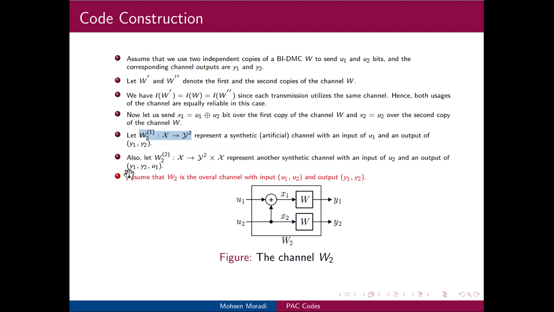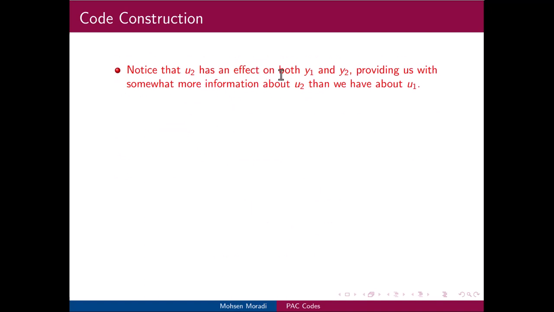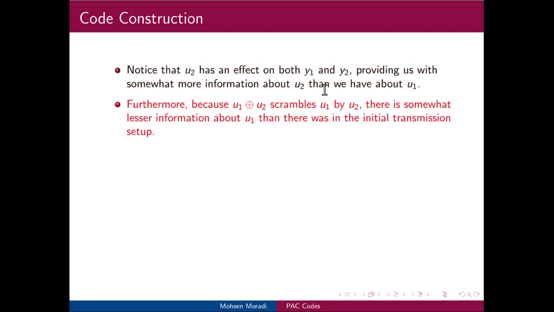We kind of understand that the reliability of this channel should be less than or equal to the reliability of this channel, and the second one is better. If we only assume this scenario, it has the output of the input. So from this one, we can obtain a little more information. U2 also appears in here. Notice that U2 has an effect on both Y1 and Y2, providing us with somewhat more information about U2. U2 is luckier than U1.